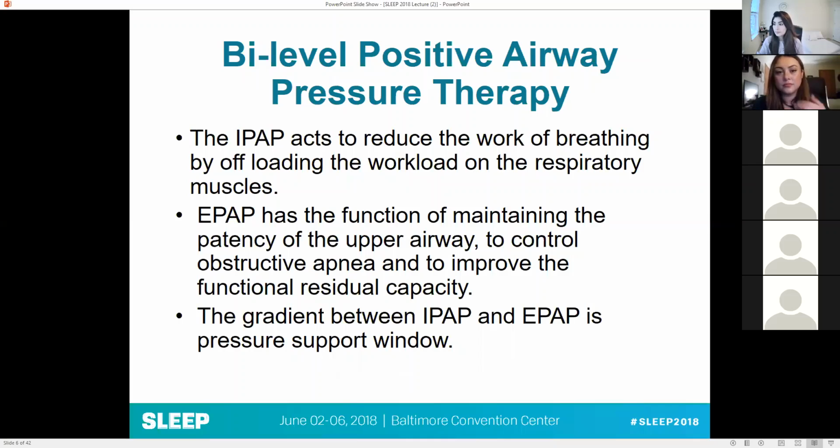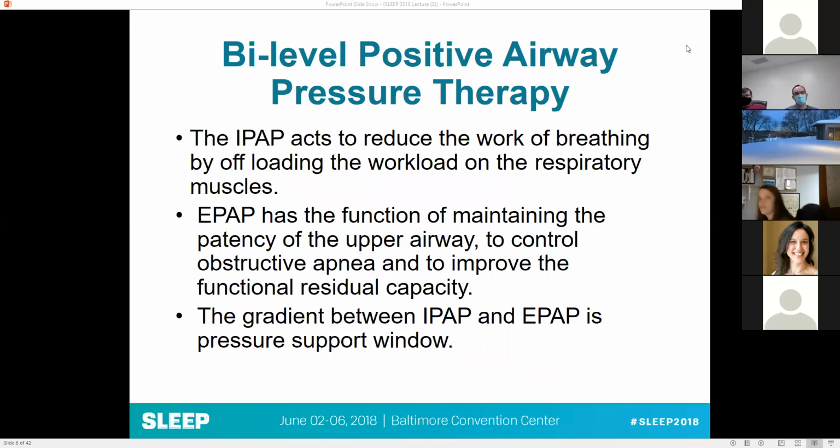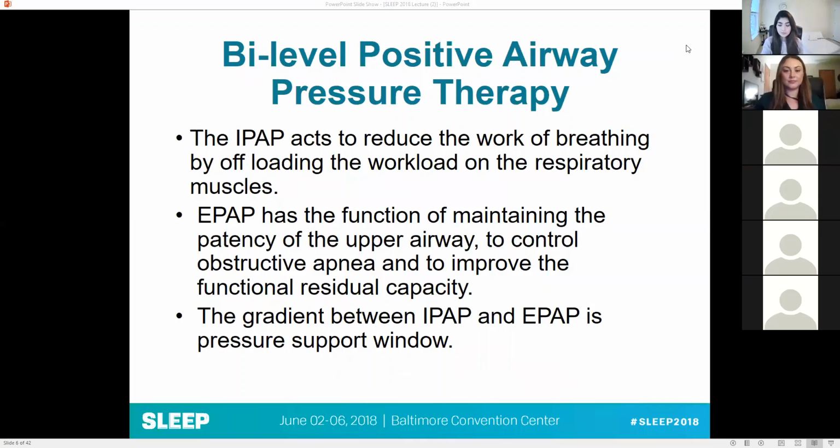So the IPAP really acts to reduce the work of breathing. It offloads the workload on the respiratory muscles, particularly your accessory respiratory muscles, whereas the EPAP functions to maintain patency of the upper airway, control obstructive apnea, and it can improve your functional residual capacity. This gradient between the IPAP, your inspiratory positive airway pressure, and the EPAP, your expiratory positive airway pressure, that difference is the pressure support window.